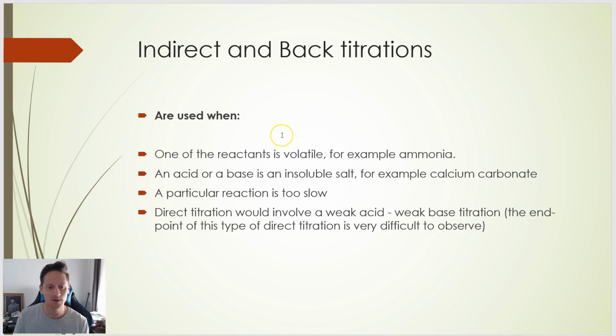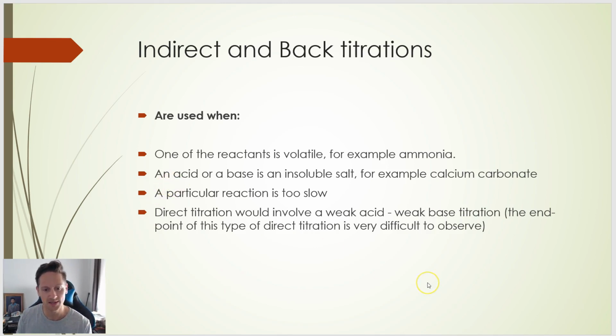So we're going to use these when one of the reactants is volatile, for example, ammonia. Guys, volatile means it's generally kind of unstable, so it may emit some fumes. It basically just doesn't exist in that pure form for too long. So if we're performing a direct titration and something's volatile, then that concentration is going to decrease quite quickly over time, and you're not going to get an accurate result.